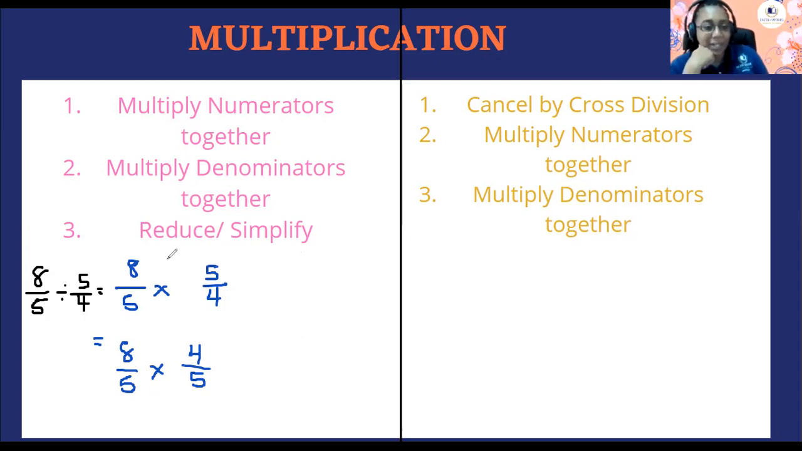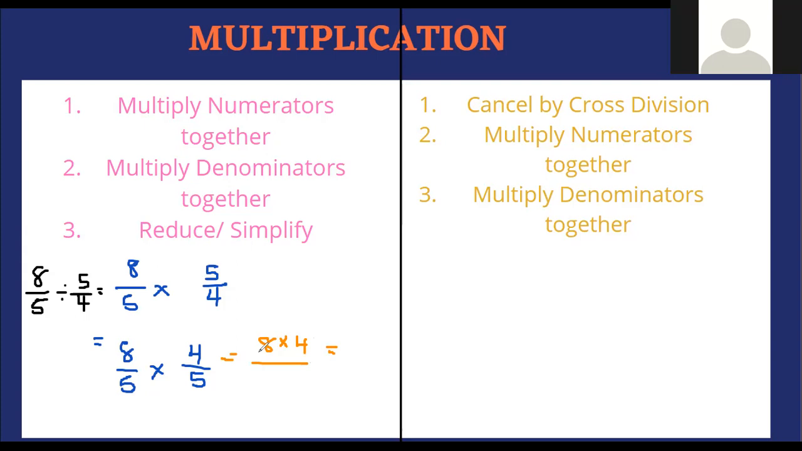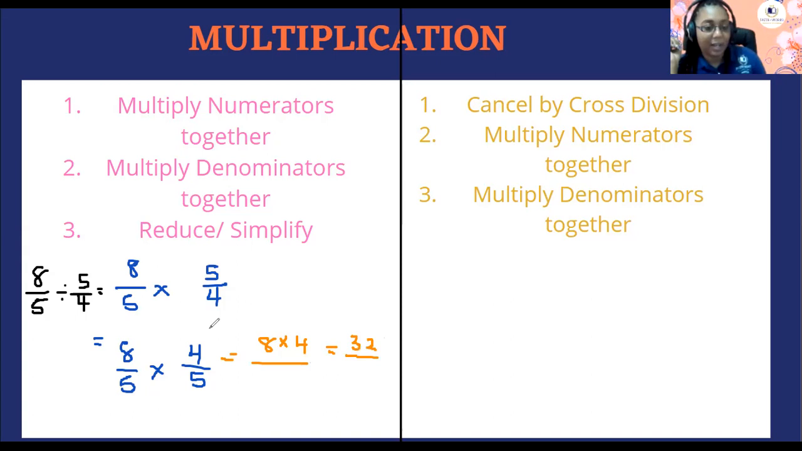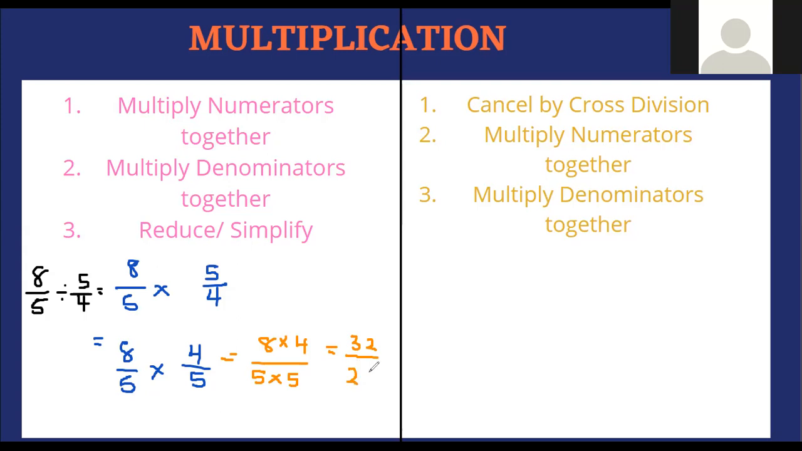So the left says you multiply the numerators. So let's do that. 8 multiplied by 4 is going to be what? This is tables. 32. Let's look at the denominators now. 5 multiplied by 5 will give us 25. All right, let's pause there for now.